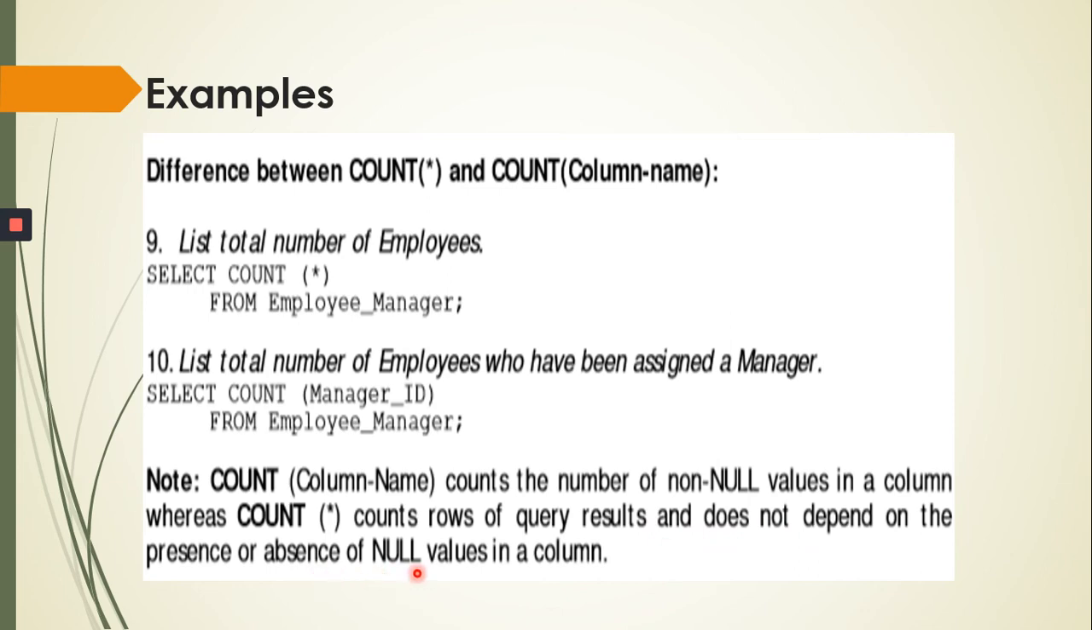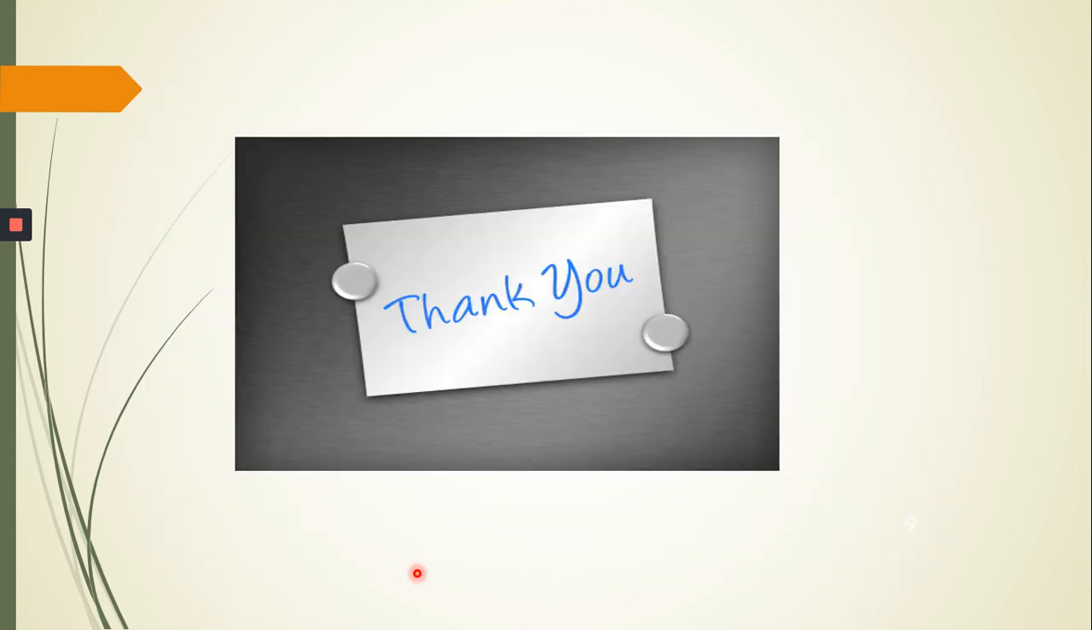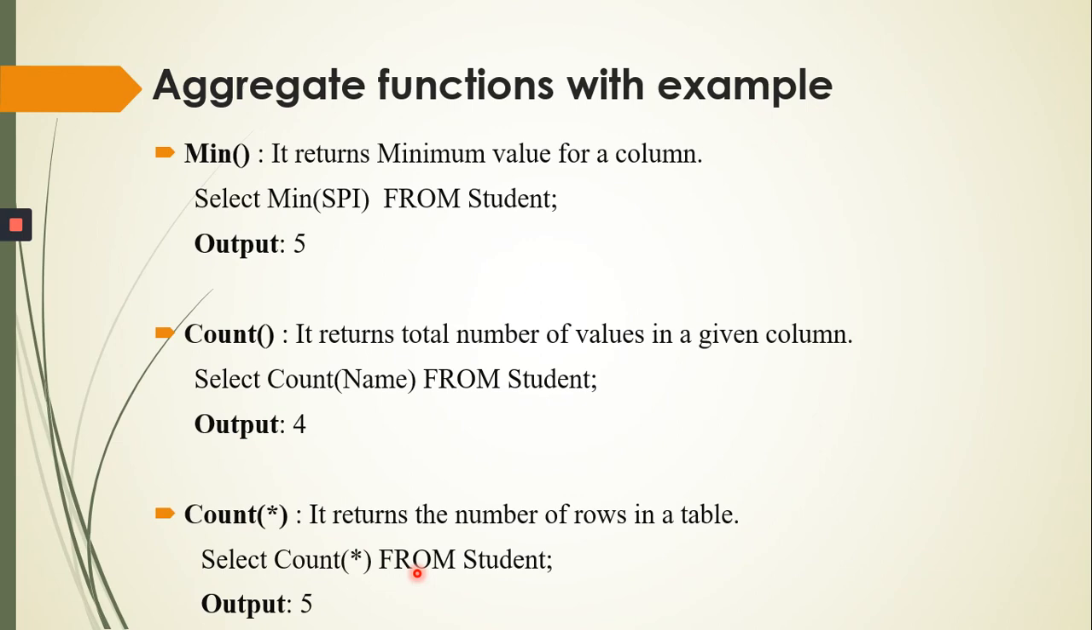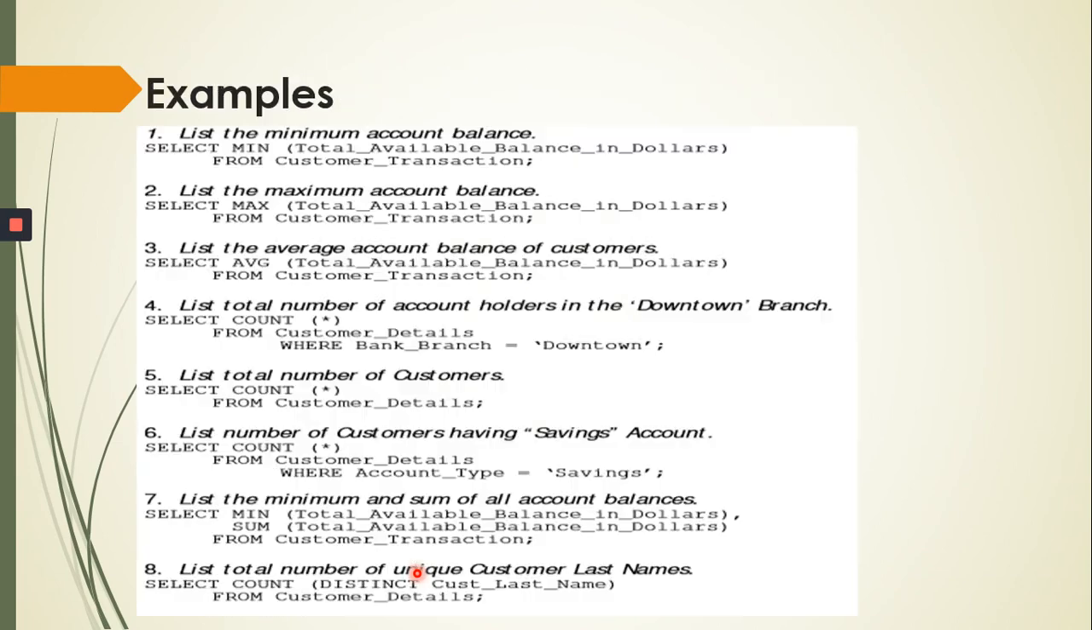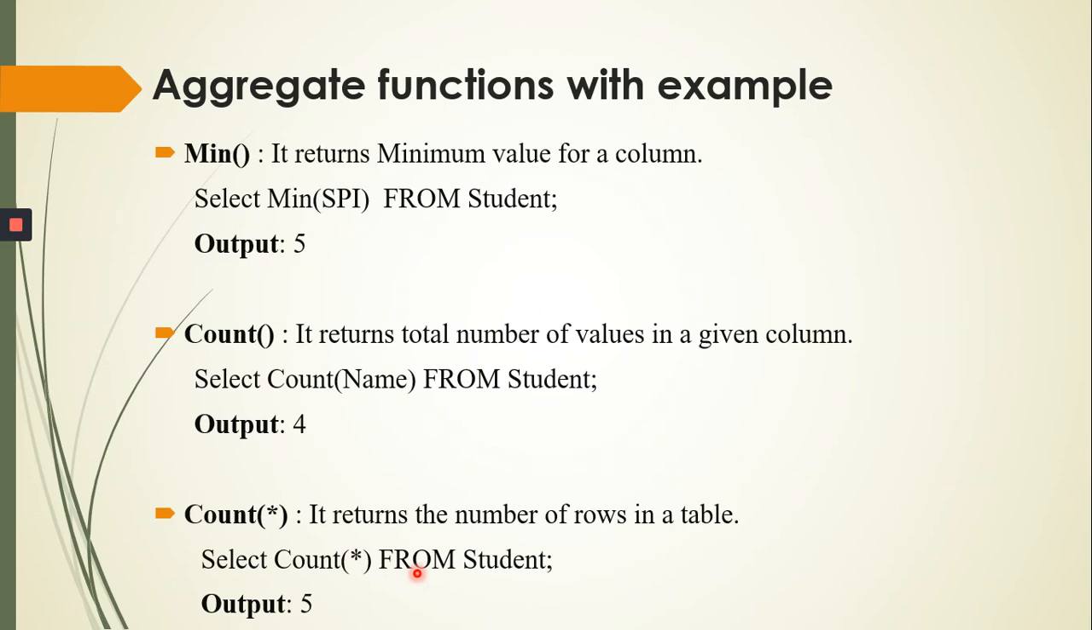So these are all the aggregate functions: average, maximum, minimum, count star, count with a column name, and distinct. So we have these types of aggregate functions: average, sum, maximum, minimum, count, and count star.